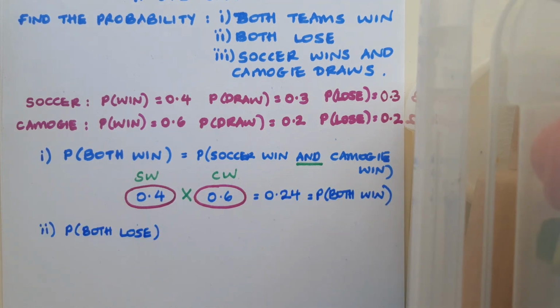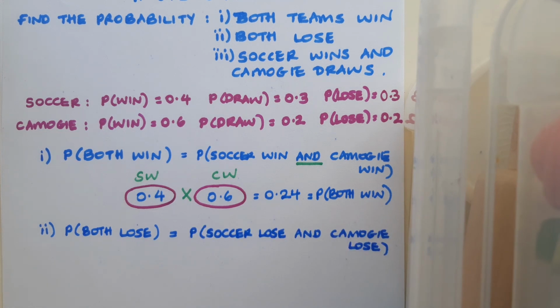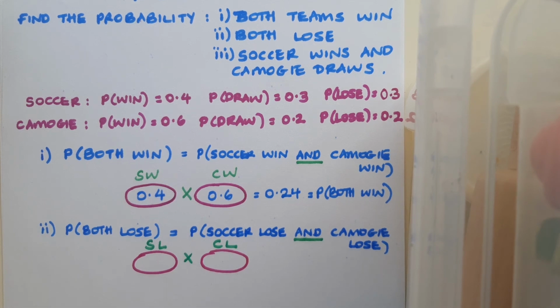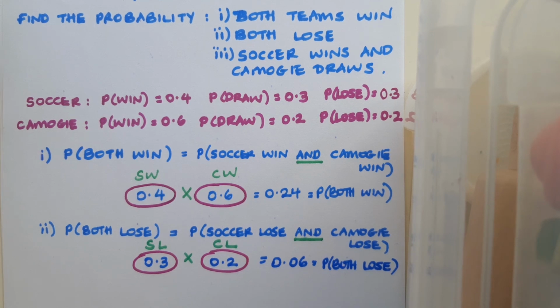Next, we need to find the chances that both lose. Again, I can phrase this as soccer lose and camogie lose, and that tells me that I should multiply. I'll title these two events as SL for soccer lose and CL for camogie lose, and I'll have to multiply whatever those values are. Looking back to my list from previously, the chances of a soccer loss is 0.3, the chances of a camogie loss is 0.2, and when I multiply here I get a result of 0.06, which is the probability that both teams lose.